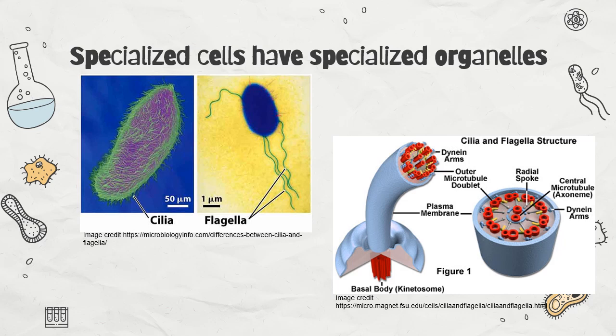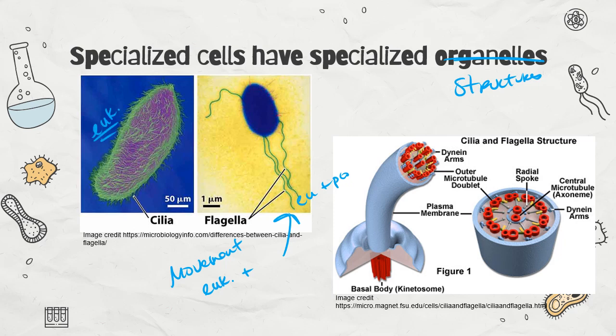Last but not least, I probably shouldn't call these organelles. These are really more structures, not exactly organelles, because they're outside of the cell, not inside the cell. We've got cilia and flagella, and both help with movement in eukaryotic cells. Flagella are in both eukaryotic and prokaryotic cells. Cilia are eukaryote only.